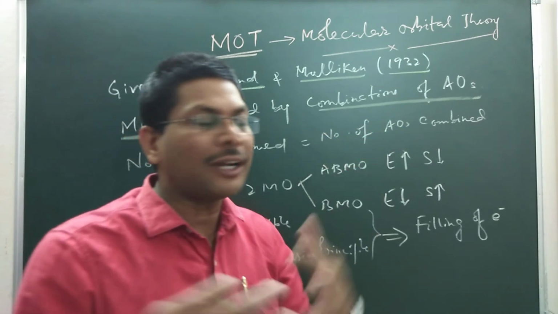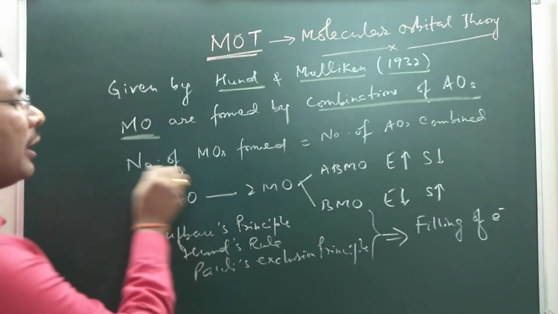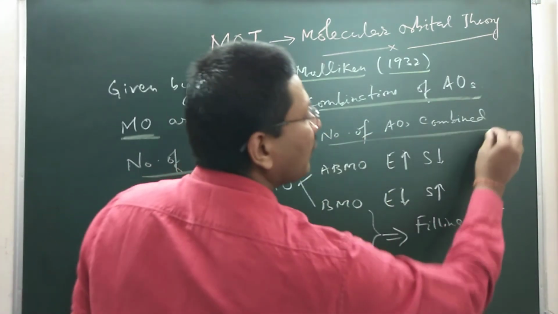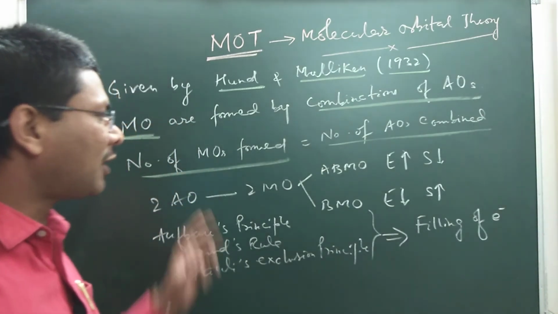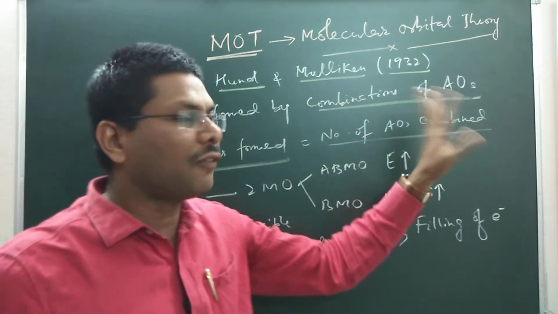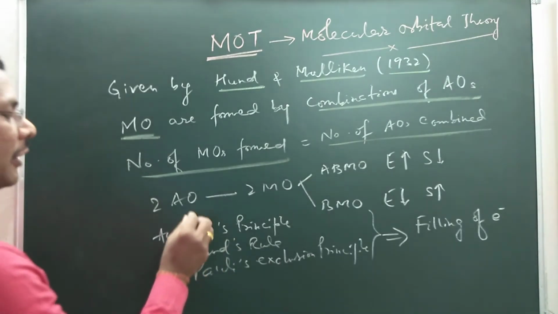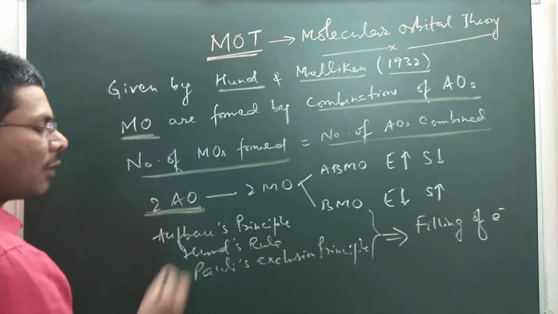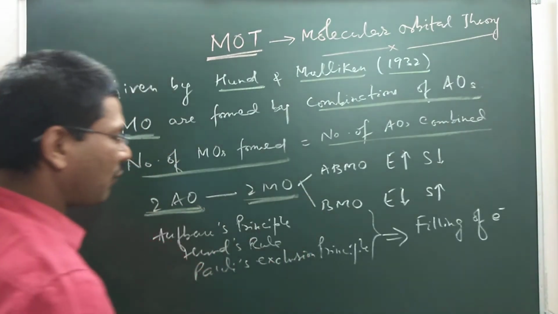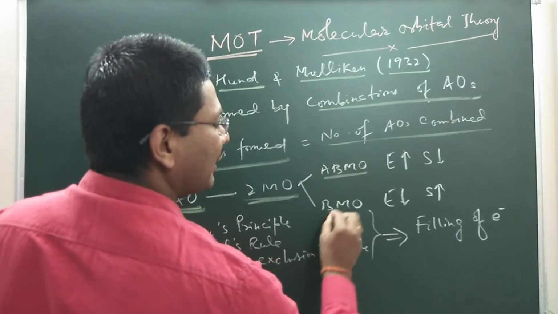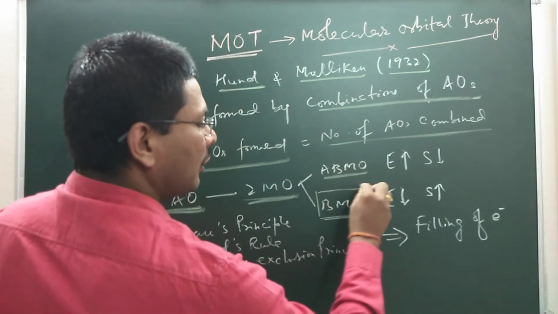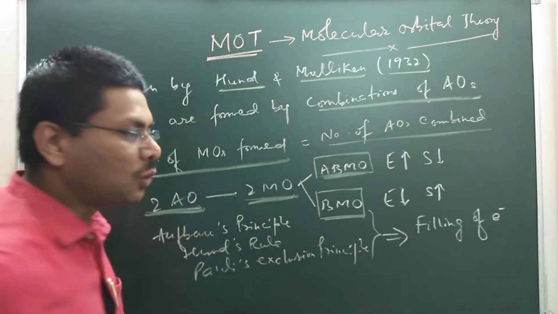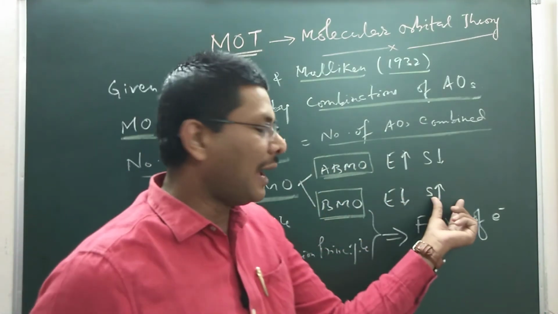So when atomic orbitals combine, molecular orbitals are formed. The number of molecular orbitals formed is equal to the number of atomic orbitals combined. If two atomic orbitals combine, then two molecular orbitals are formed, and they are arranged as a bonding molecular orbital and an anti-bonding molecular orbital. The bonding molecular orbital has less energy and more stability.